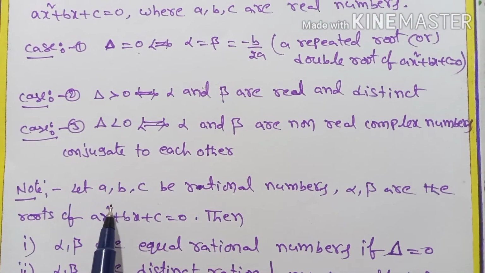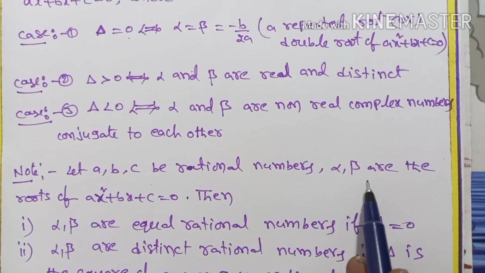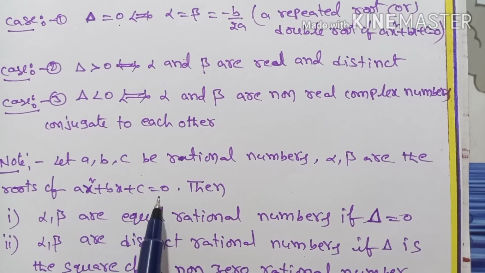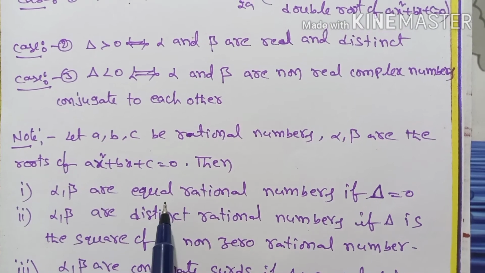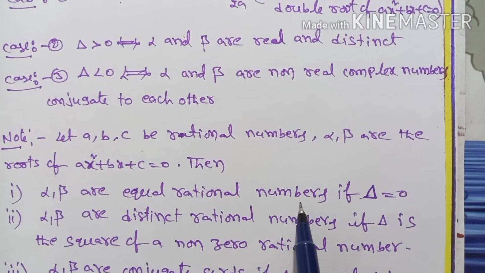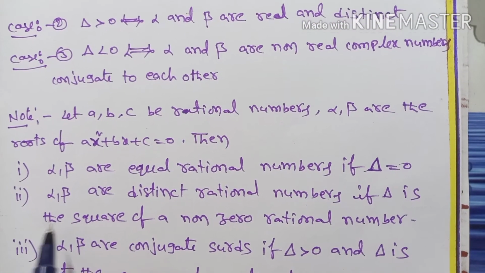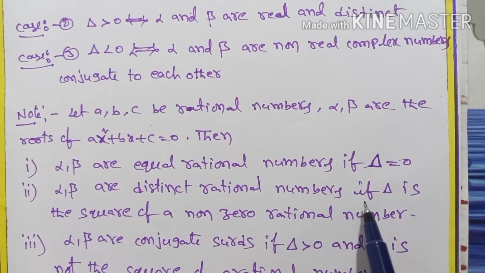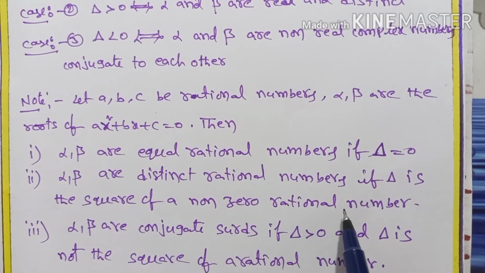Note point: let a, b, c be rational numbers. Alpha, beta are the roots of ax square plus bx plus c equal to 0. Then number 1, alpha, beta are equal rational numbers if delta equal to 0. Number 2, alpha, beta are distinct rational numbers if delta is the square of a non-zero rational number.